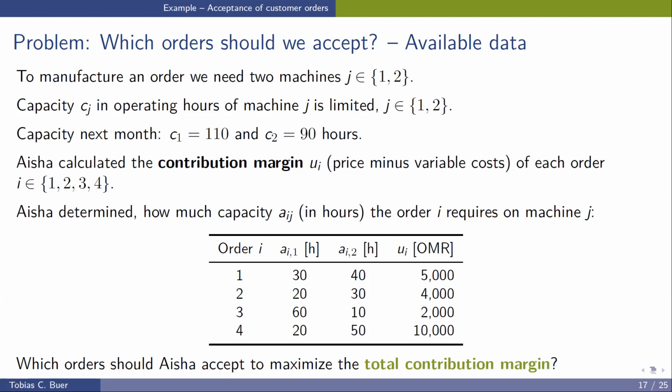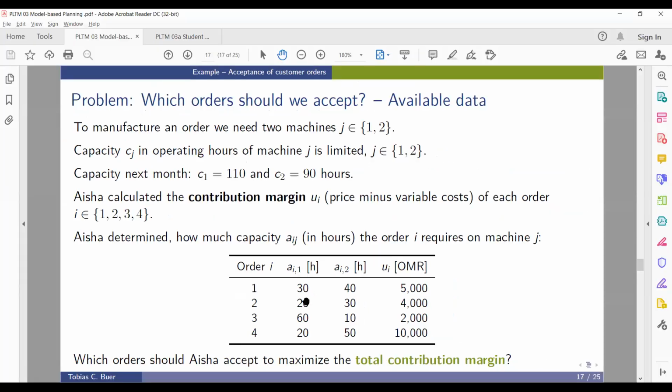Now, what do these two columns mean? What does the value 20 mean? Try to figure out what is the meaning of the value 20. That's more complicated than the contribution margin. How to read this table and what is the meaning of the value 20 in this table?